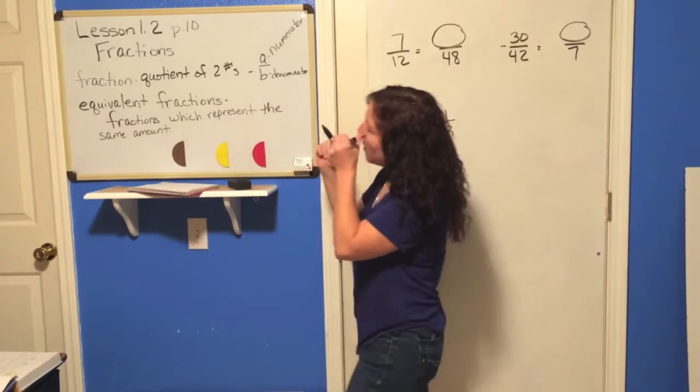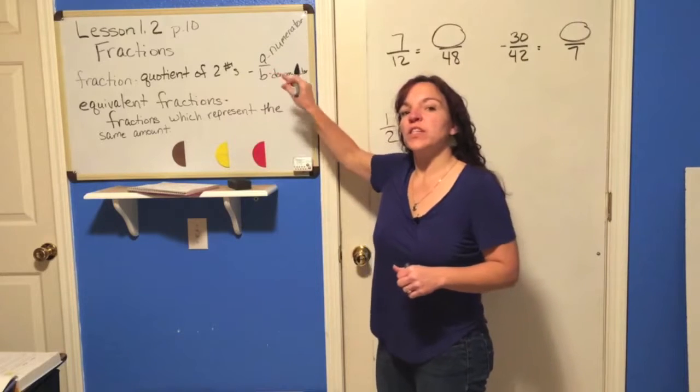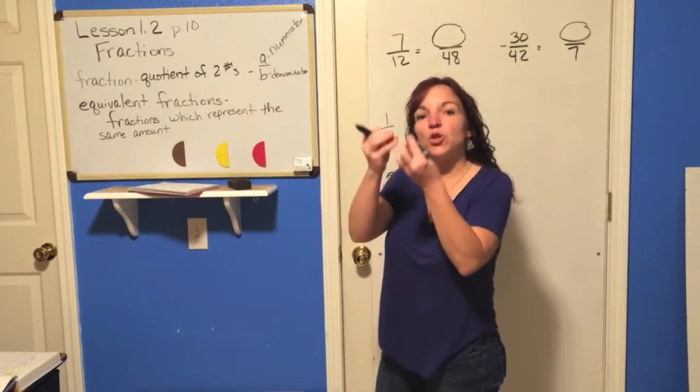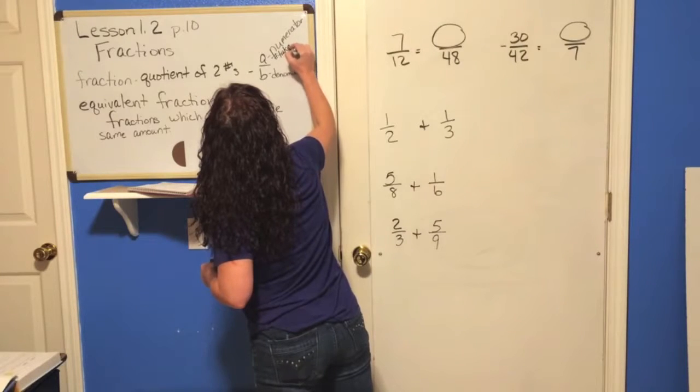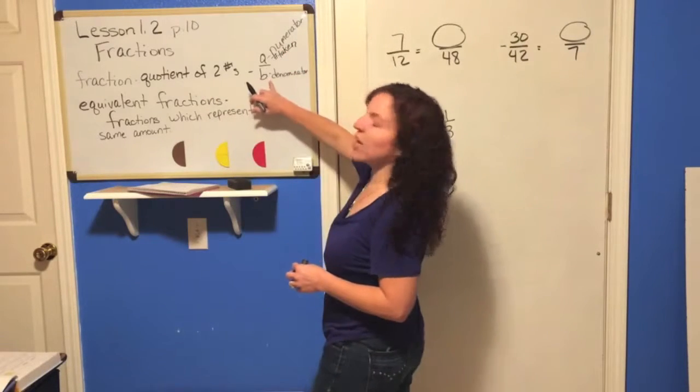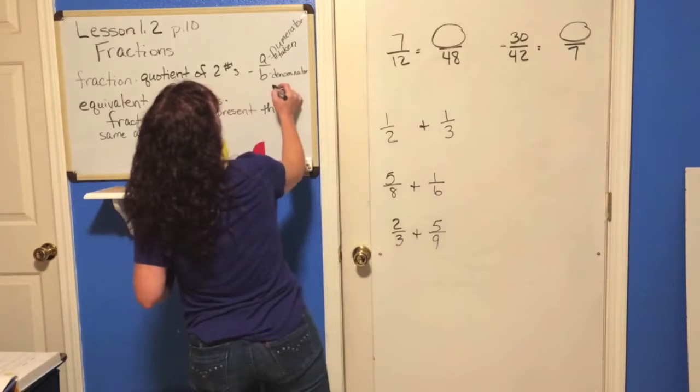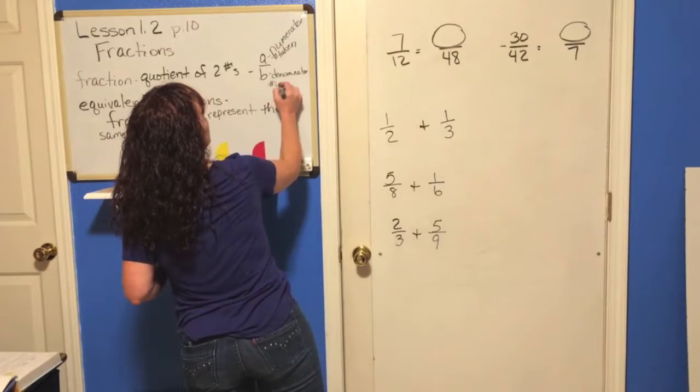You should also remember that the numerator deals with the number of pieces that you're talking about. So the number taken. And the denominator has to do with the number in the whole. So the number in the whole.